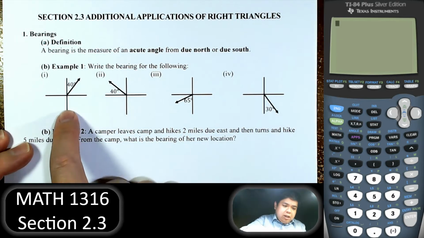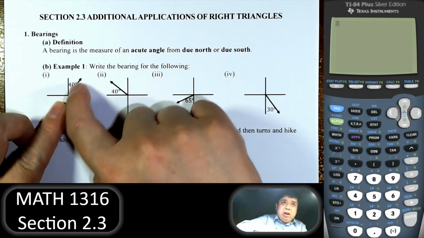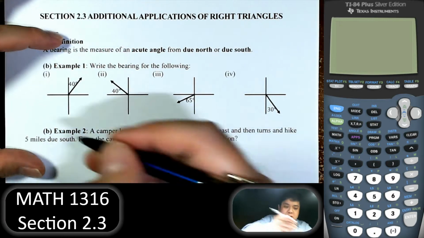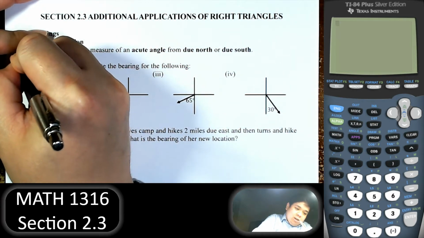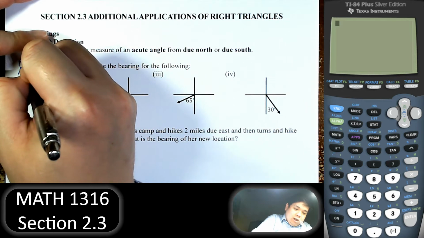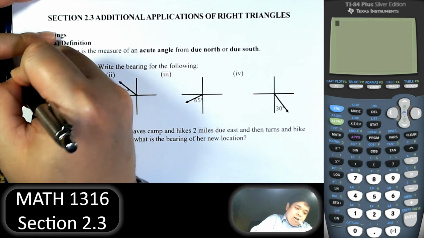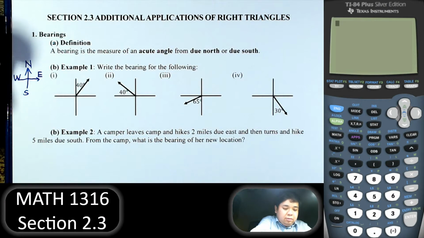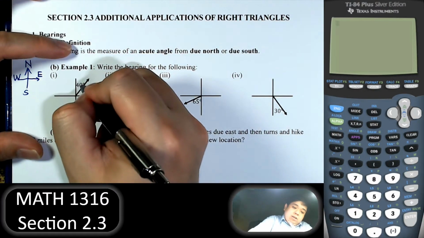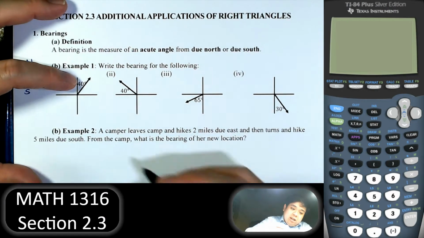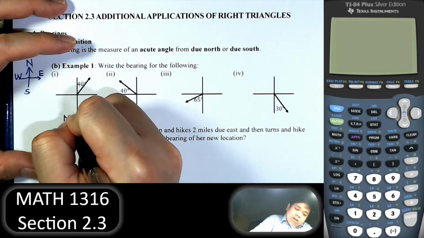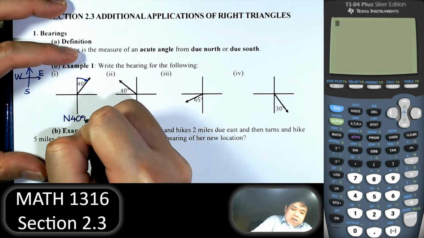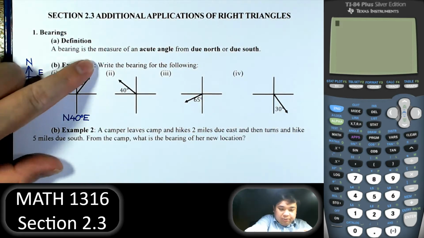So let's look at this. The bearing of this line is 40 degrees from the north. Of course, this is north, east, south, and west. So in this case, we start from north and go 40 degrees on the east side. That is the bearing of that line.